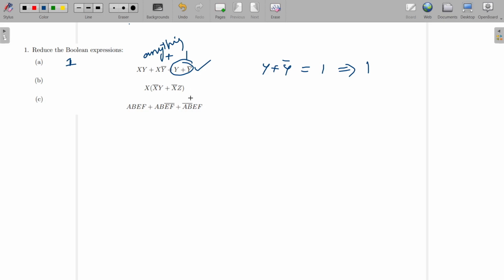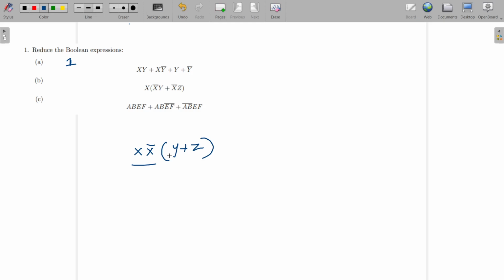x into x bar y plus x bar z. So in these two terms we have x bar as common. So you take it outside. So it is x into x bar taken outside, you have it as y plus z, right? This y and this z.